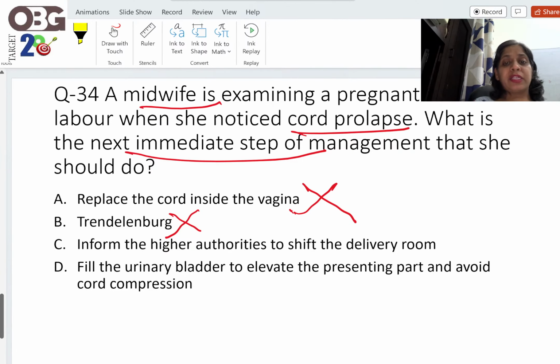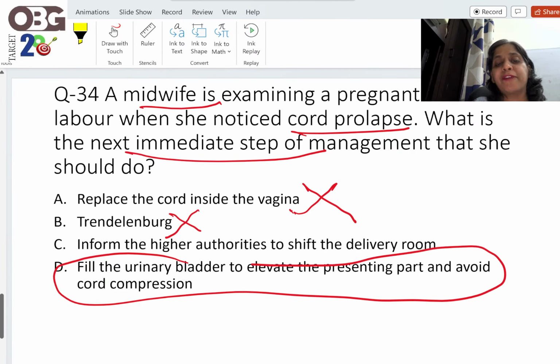Inform the higher authorities to shift to the delivery room. This is right, but before that, she can fill the urinary bladder and avoid cord compression. So this is the first aid treatment.